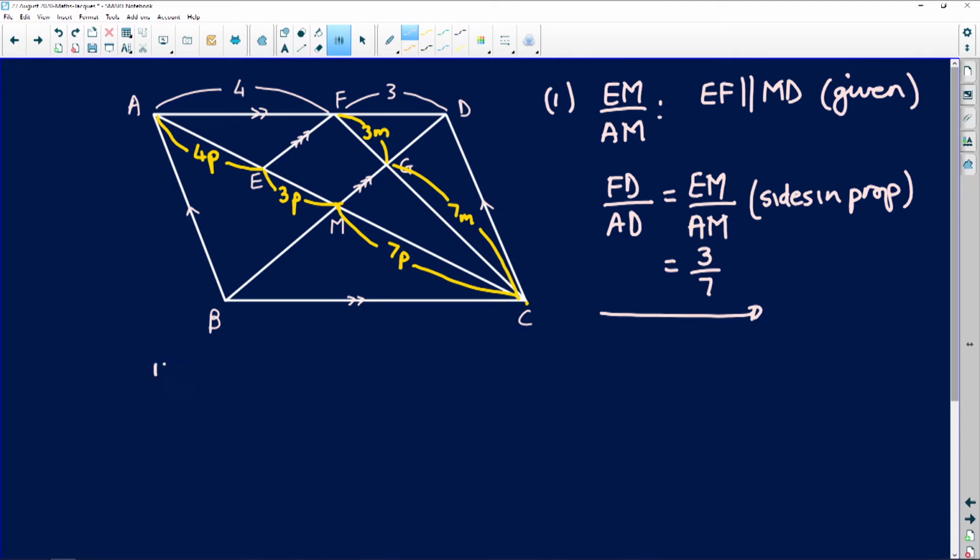The second question that they ask us is to find the value of the ratio CM over ME.